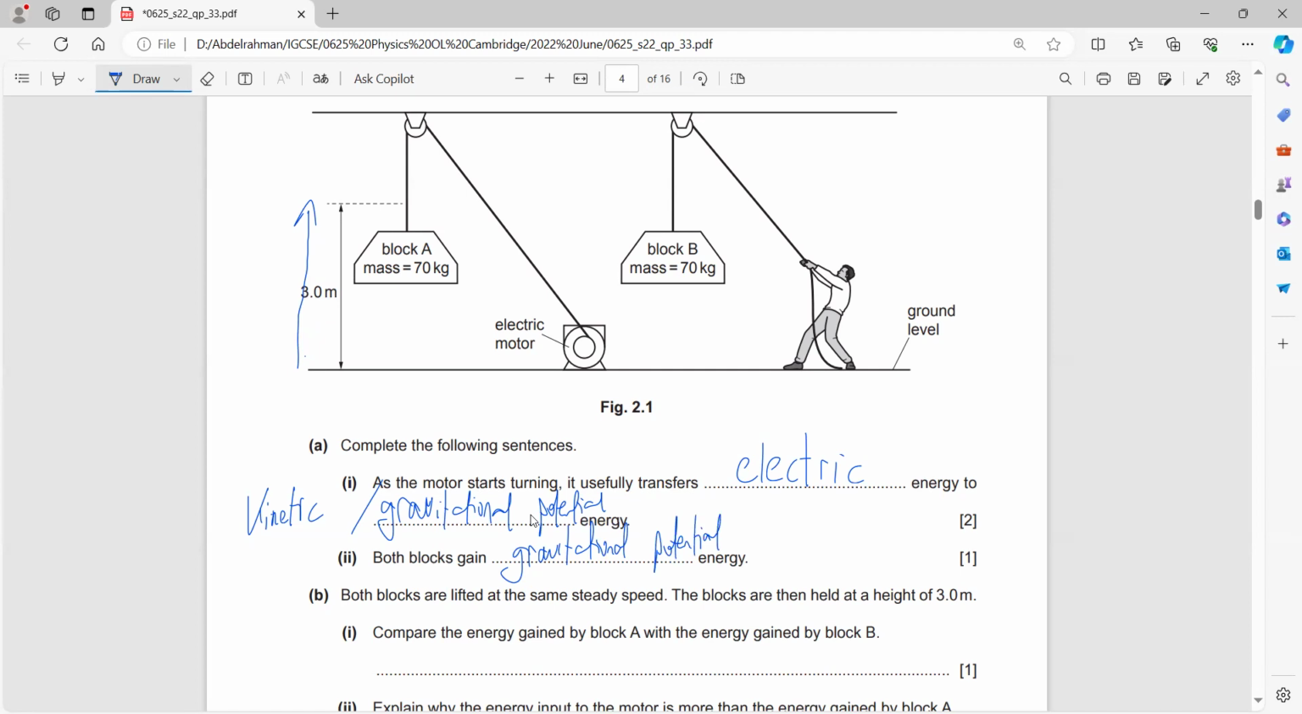Guys, the motor usually transfers what it has to transfer, electric energy. Okay, the input energy for the motor is what? The input energy for the motor is electrical, not kinetic. Okay, the output of the electric motor is kinetic. Yes, okay, it's correct.